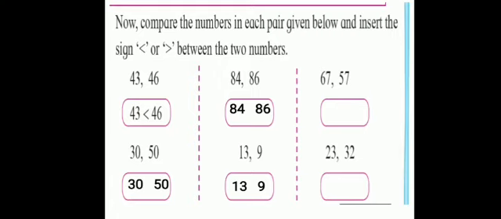Let's move to the next one. 84 and 86. Here also we have 8 common at the tens place. So we will consider the units place. And we have 4 in 84 and 6 in 86. Here also we will write 84 is less than 86. Now the next one, 30 and 15. As 3 is greater than 1, we can write 30 is greater than 15. The next one, 13 and 9. 13 is greater than 9.